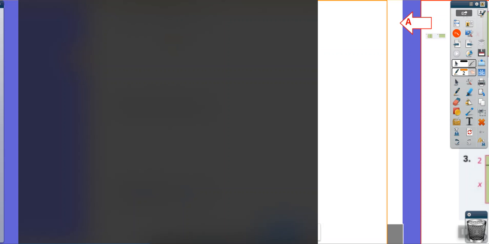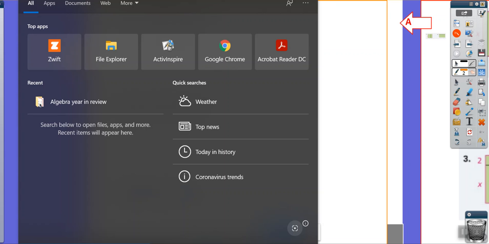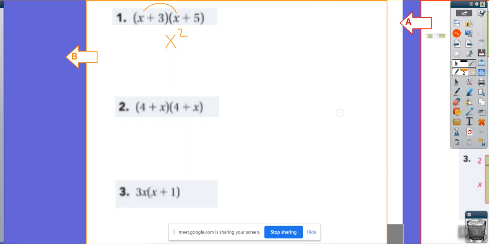Okay. So x times x is x squared. And then we know that 3 times 5 is 15. Then 3 plus 5 is 8. And then would it be 8x? It is going to be 8x, but we need to make sure we understand why it's 8x.